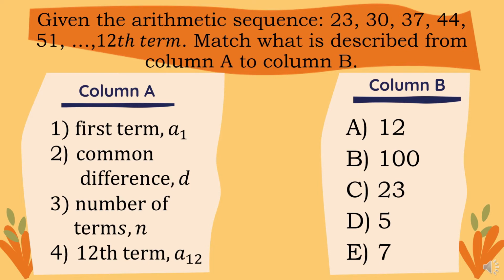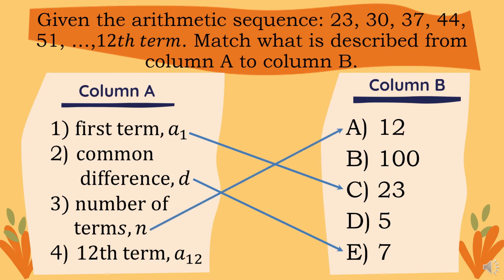Number 1. The first term, a sub 1, is C, 23. Number 2, the common difference d is E, 7. Number 3, the number of terms n is A, 12. And number 4, the 12th term, a sub 12, is 100. I hope that you were able to recall how to solve for the nth term of an arithmetic sequence.